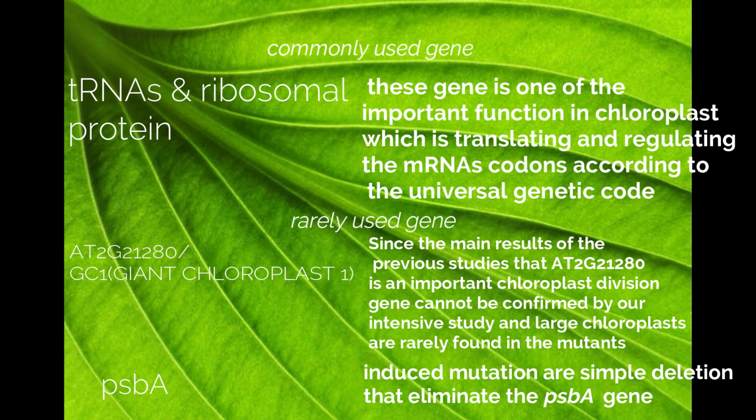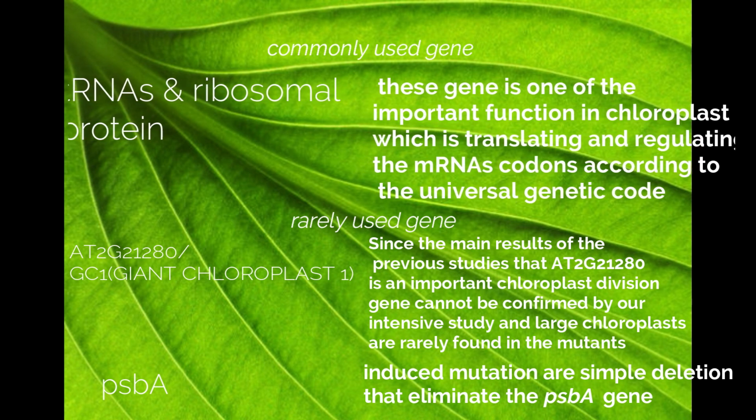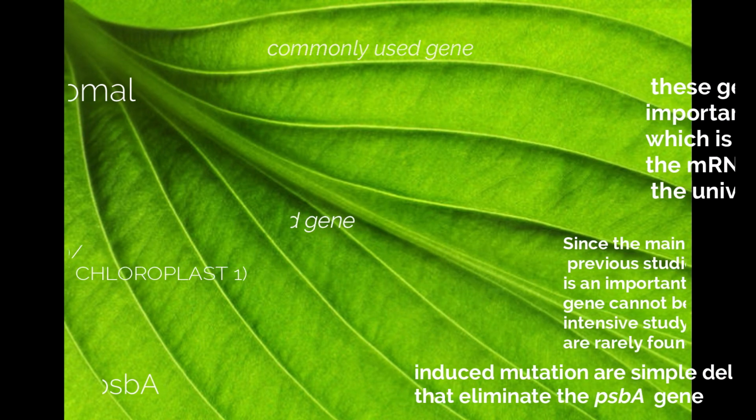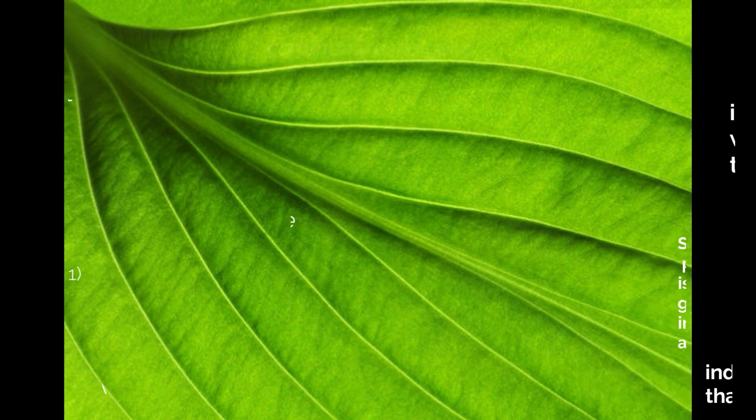Compared to the rarely used genes, giant chloroplast 1 and PSBA: for giant chloroplast 1, the main results of previous studies showed that AT2G21280 as an important chloroplast division gene cannot be confirmed by our intensive study, and large chloroplasts are rarely found in the mutants. For the second gene, PSBA, induced mutations are simple deletions that easily eliminate the PSBA gene, and this clearly explains why the two genes are commonly used compared to the other two genes.